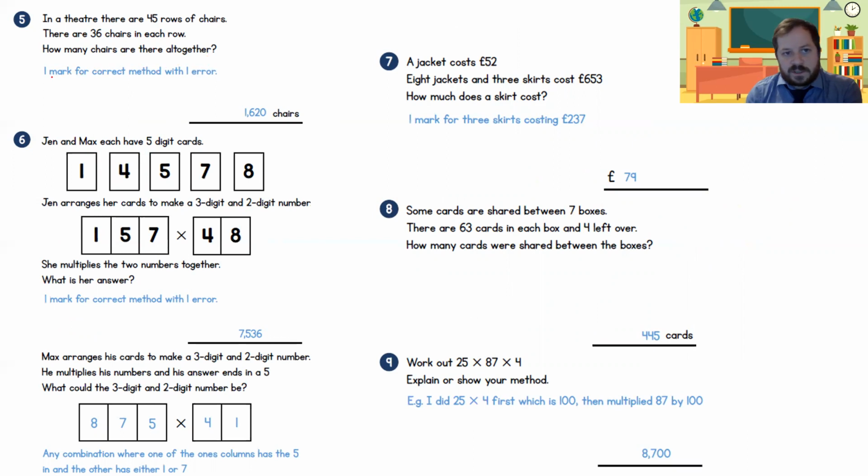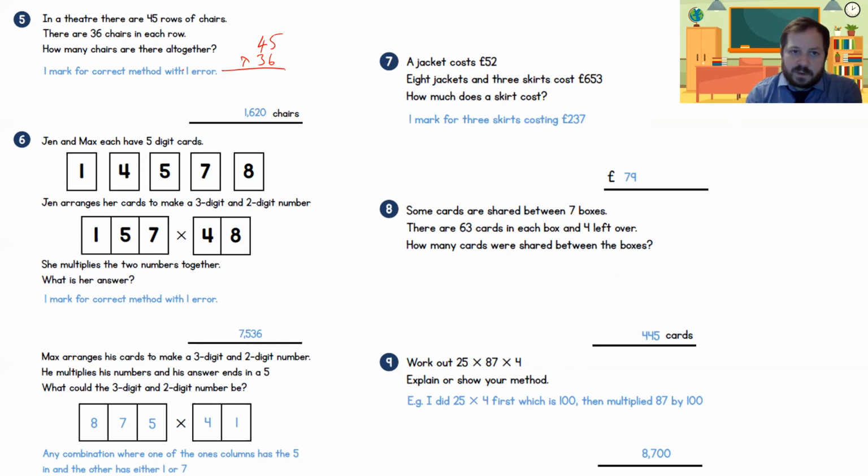So what we've got here is you can see that it's 1 mark for correct method with 1 error. What this actually means is you get a mark for just attempting it with an error in. So what we're going to do, in theatres there are 45 rows of chairs, there are 36 in each row, so you're going to times 45 by 36. And the answer you get is 162.